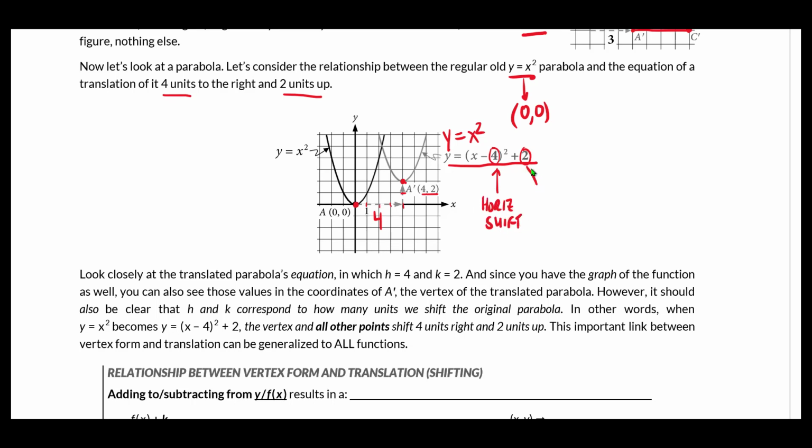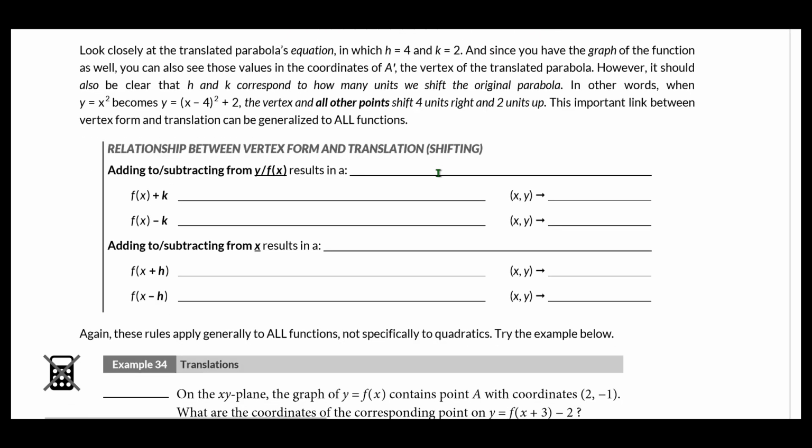And that 2 corresponds to the vertical shift. The point is that in vertex form, not only do the h and the k values give us the coordinates of the vertex, they also tell us where we have shifted our parabola from the regular old y equals x squared parabola, or even from other parabolas that aren't vertexed at the origin. So let's summarize the relationship between vertex form and translation.